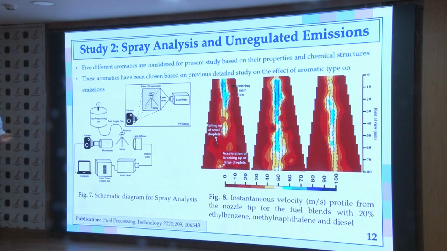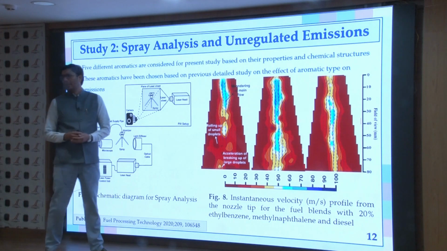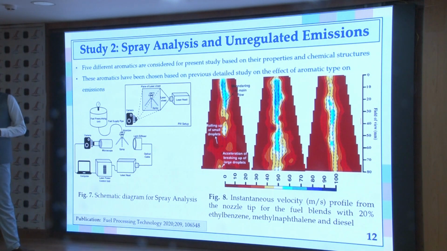The second study we have done is for the spray and unregulated emissions. Due to the lower, better properties, for ethyl benzene we have a better spray pattern. One of my colleagues did the spray analysis for these fuels.